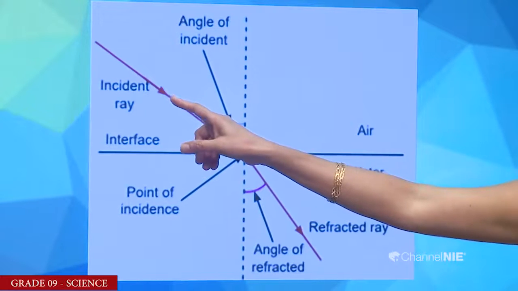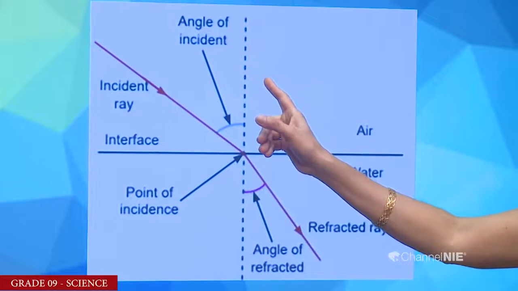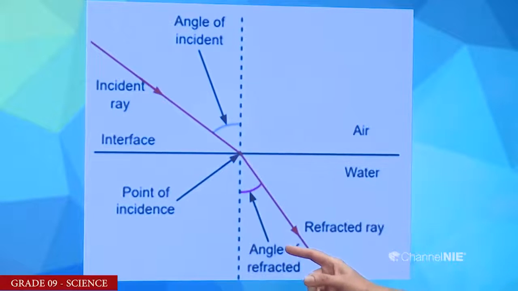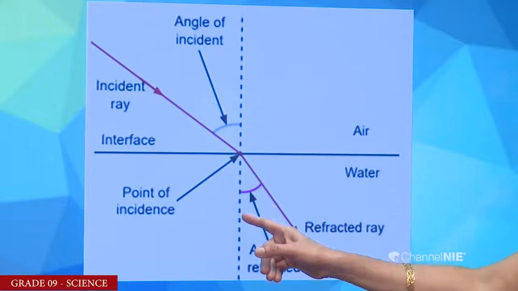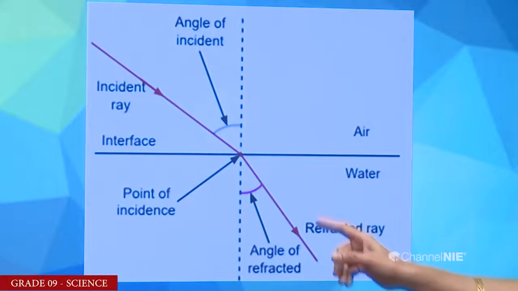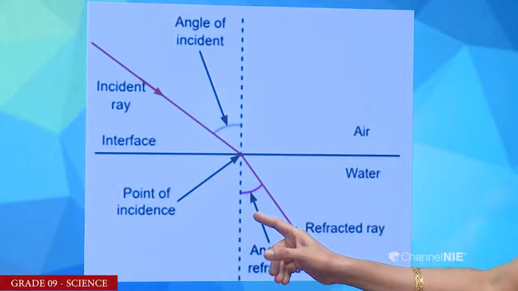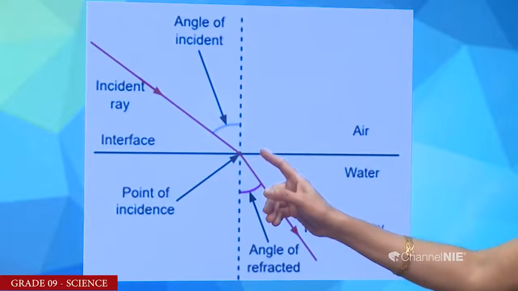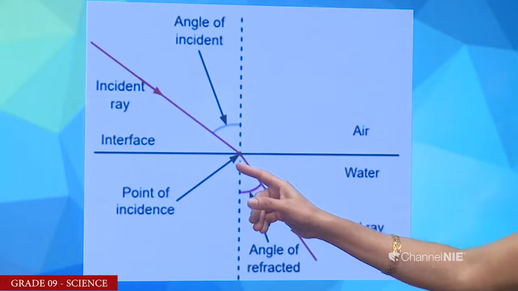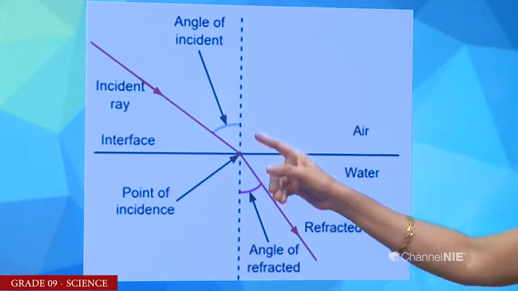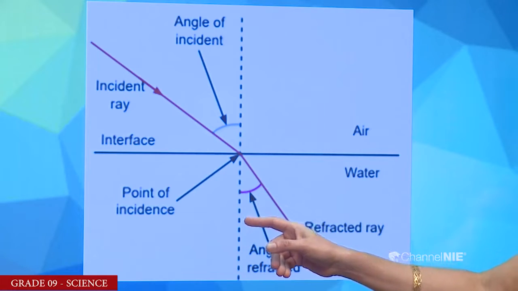Angle between the incident ray and the normal is called angle of incidence, and angle of refraction is the angle between the normal line and the refracted ray. This normal line has been drawn to the interface perpendicular to it at the point of incidence. So, normally we use dotted lines to draw the normal.